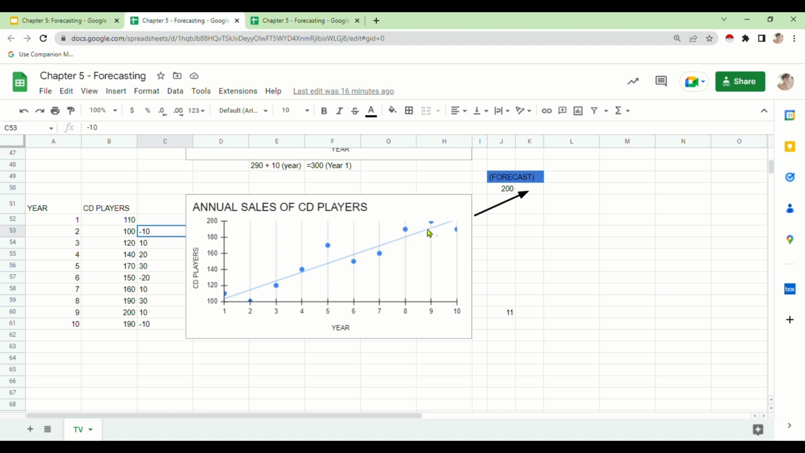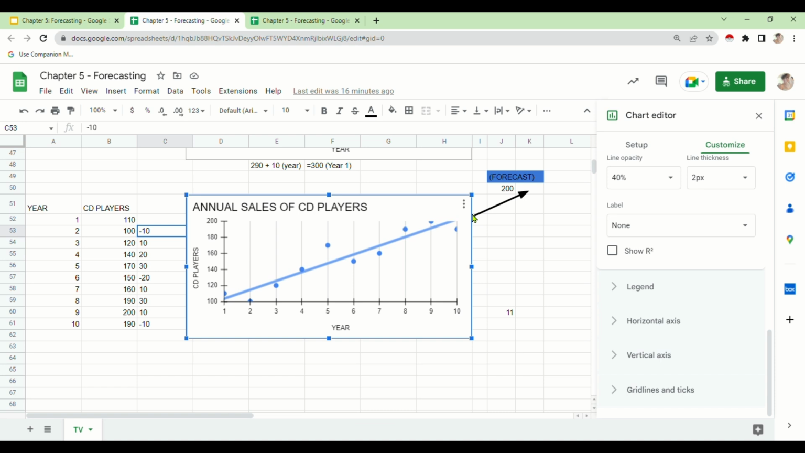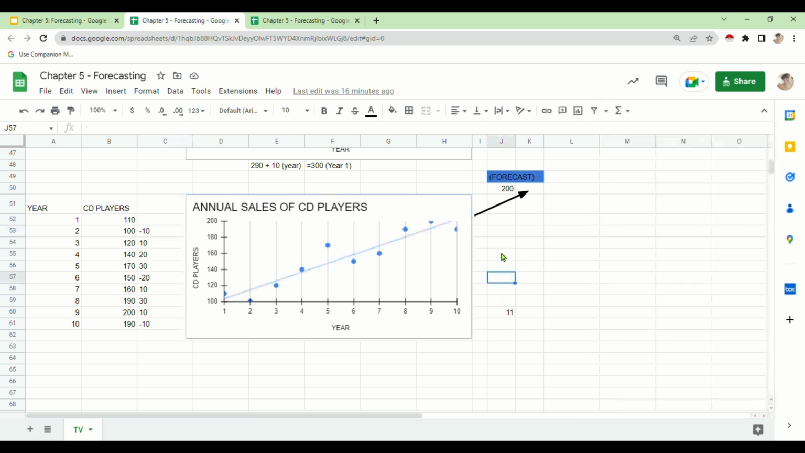So if we had to forecast the future sales, we would probably pick a larger figure each year, the figure above the trend line. So in this case, the forecast for year 11 is 200 CD players. So I hope I was able to clearly illustrate how to forecast through the scatter diagram.